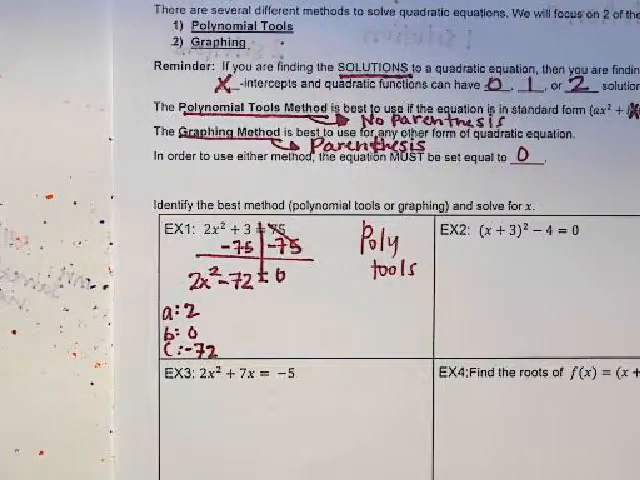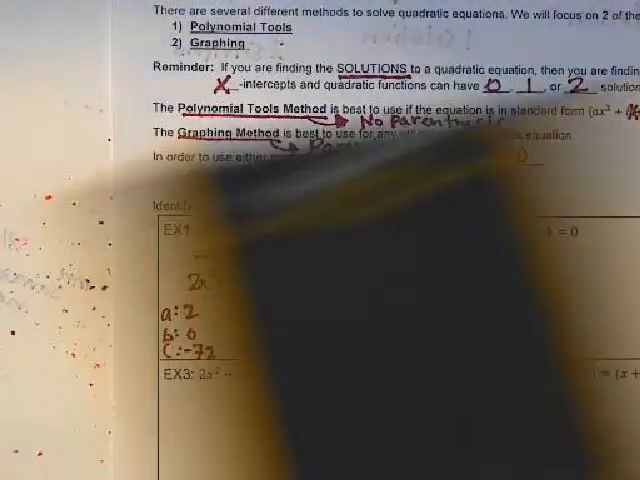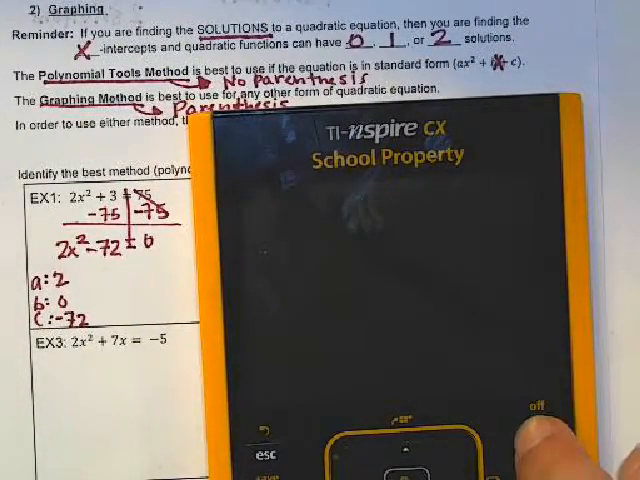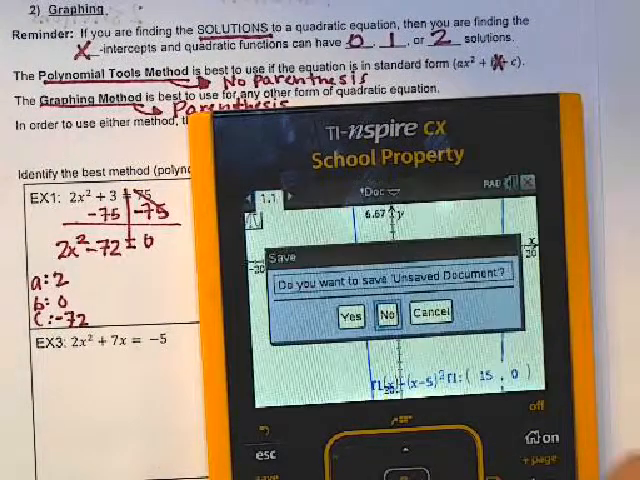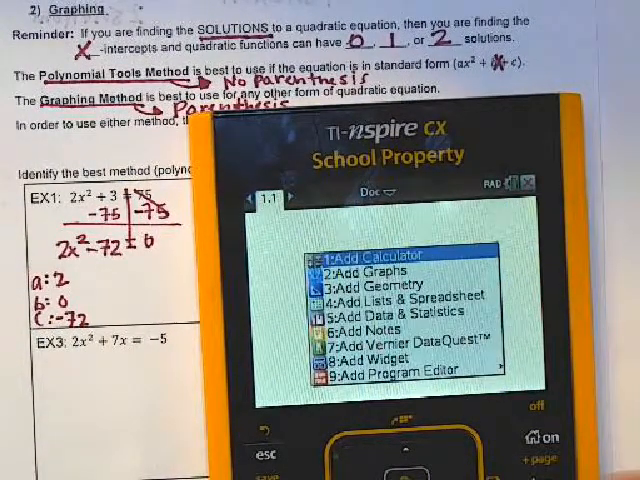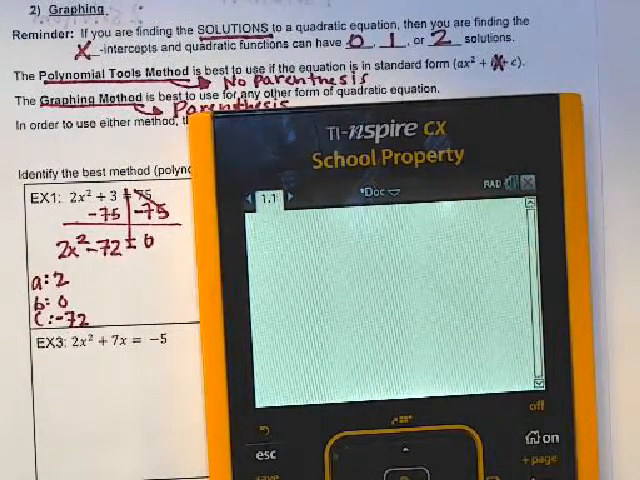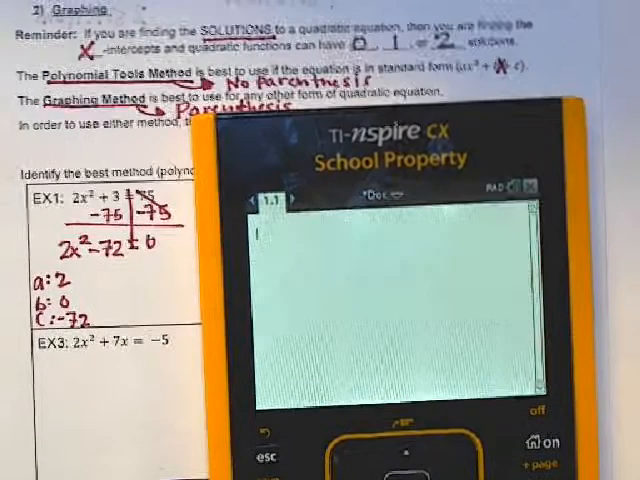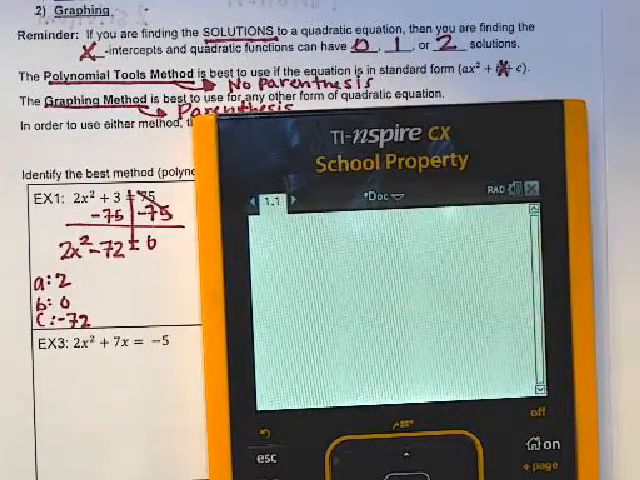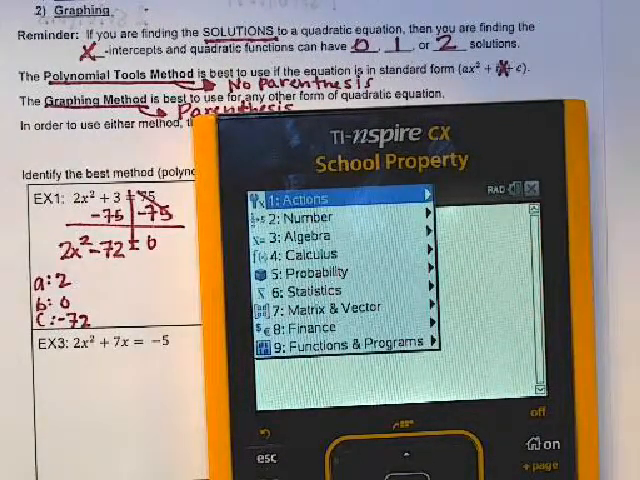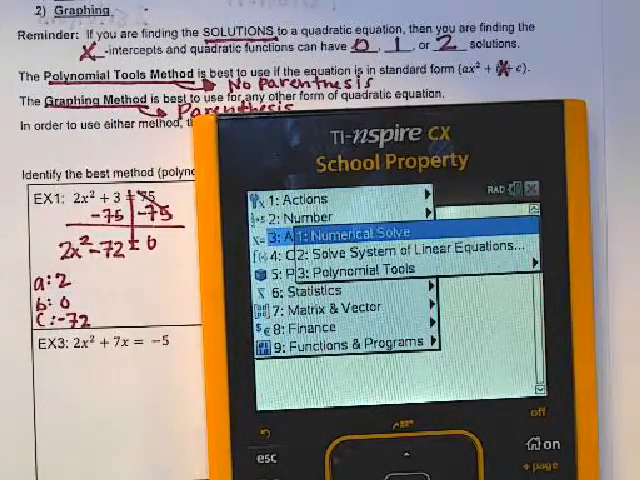Okay, now let's do this in poly tools. So turn your calculators on. Go to regular calculator mode. Everybody should be doing this with me, so we all know how to do this in the calculator. Okay, I'm in regular calculator mode. Now I want to do poly tools, so hit menu. What class are you in? Algebra. Okay, real quick.